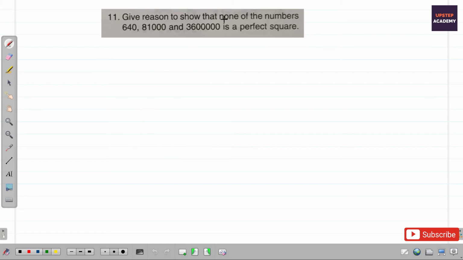Give reason to show that none of the numbers 640, 81000 and 36 followed by 5 zeros is a perfect square. Let's take the first number, 640. You can see the number of zeros at the end is only 1, and if we see the property of square numbers, the number of zeros at the end of a perfect square is always even, and here this one is odd. So of course 640 will not be a perfect square.